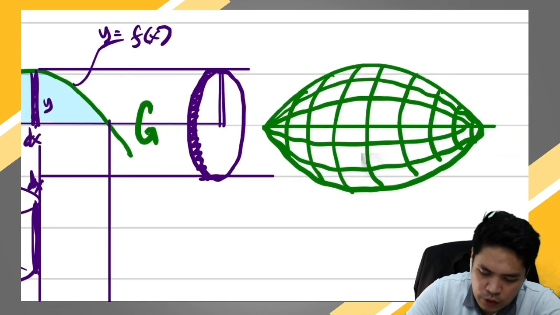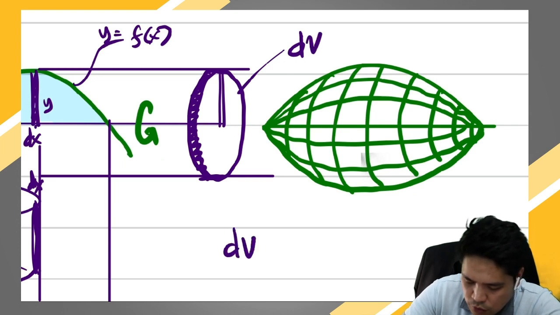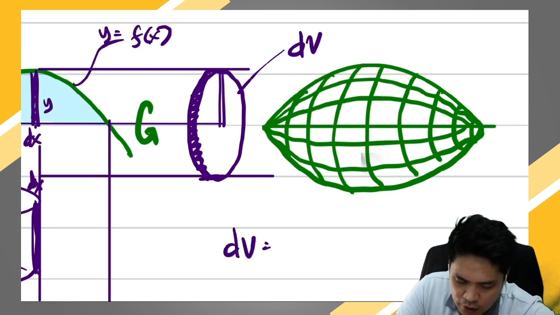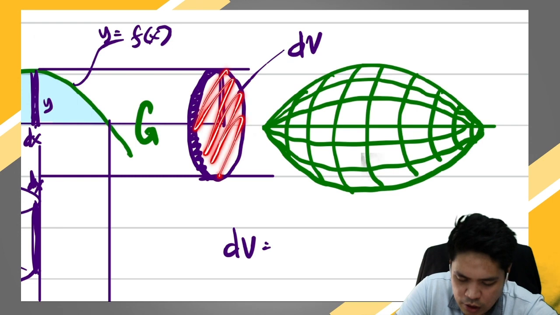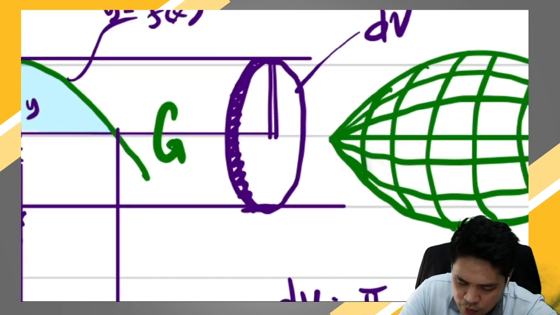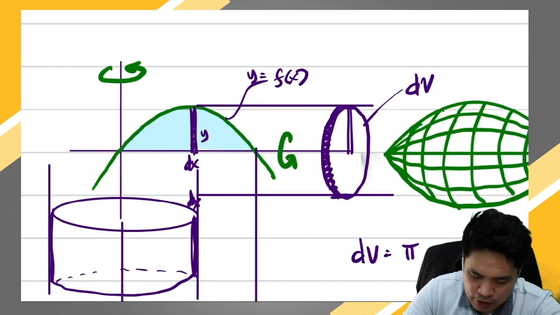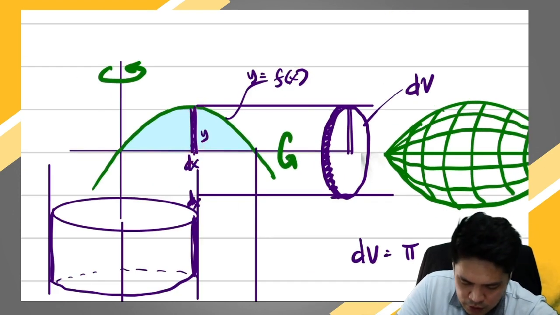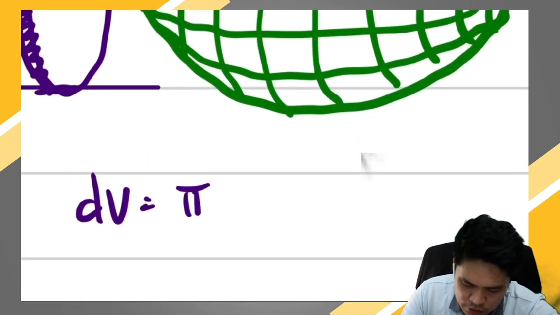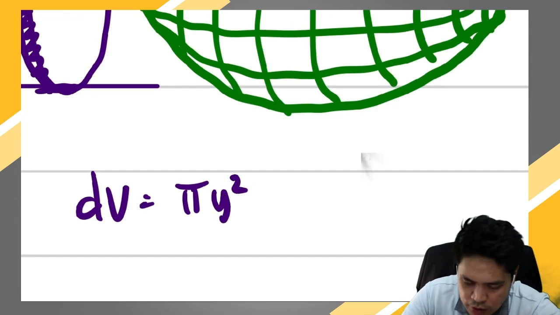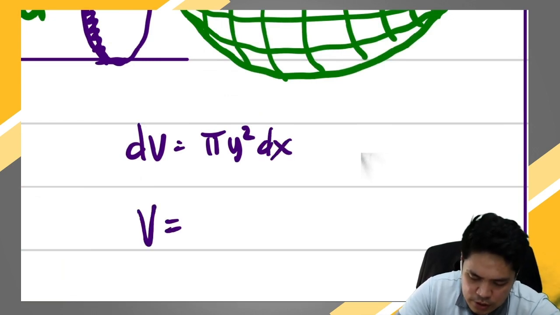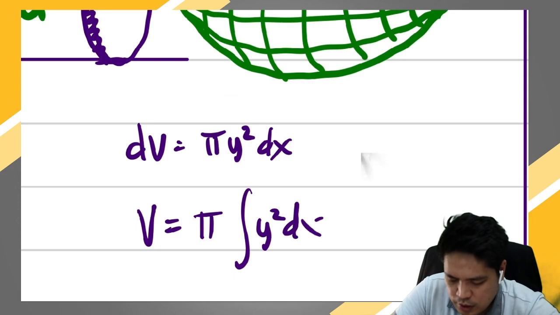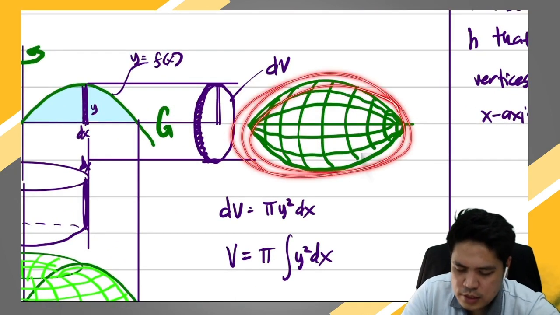So if we call this our differential volume, the differential volume is just equal to the area times its thickness. In this case, we have a circle. The area of a circle is pi r squared. So that's pi, what is our r? The radius, looking at the graph, is just y. This is y because all coordinates here are x, y. So this is x and this is y. Therefore, pi radius squared times the thickness, which is dx. So the volume is just pi times the integral of y squared dx. That would be the volume of this solid.